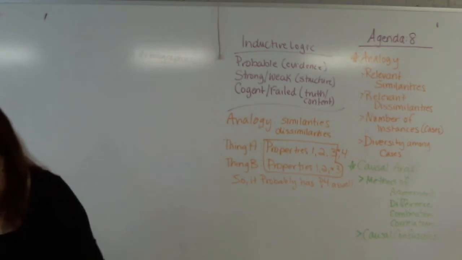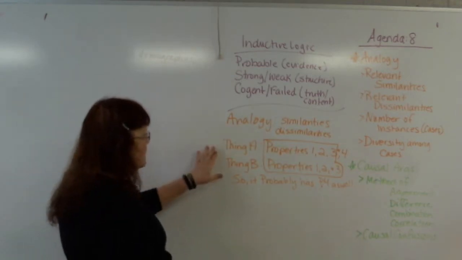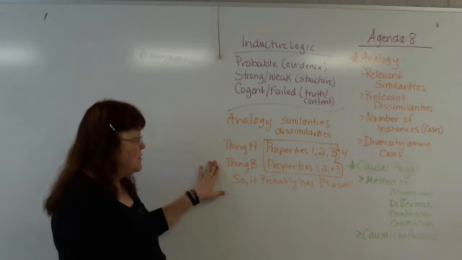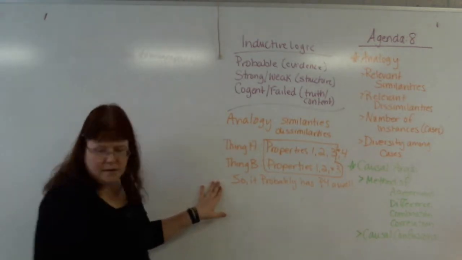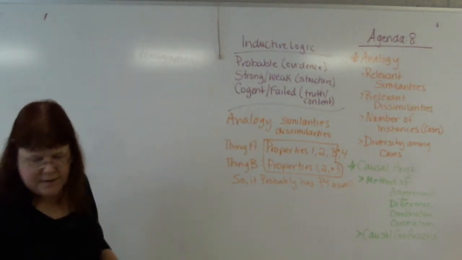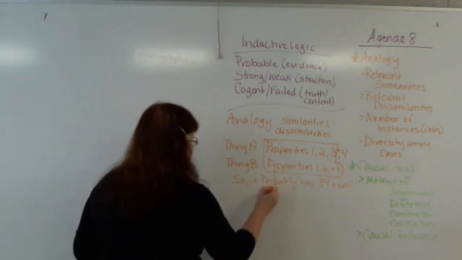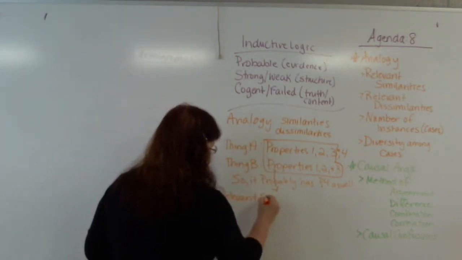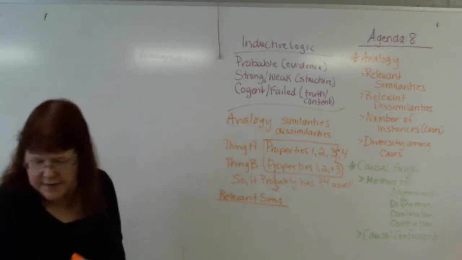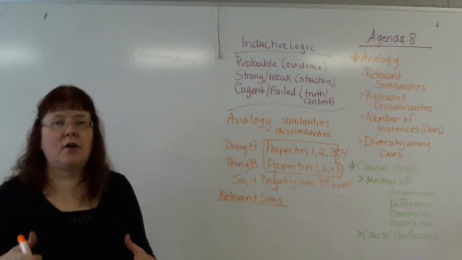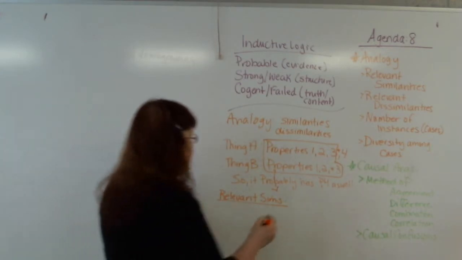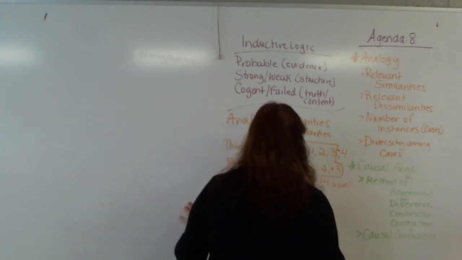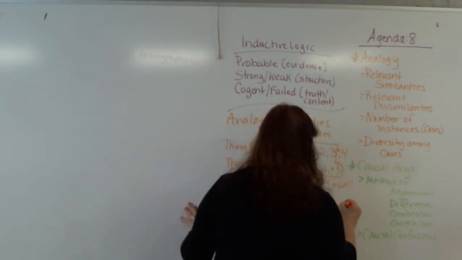Okay. Thing 1, thing A, thing B, properties 1, 2, 3, probably has P4 as well. We're looking at relevant similarities. These are things that actually have a direct bearing on our conclusion.